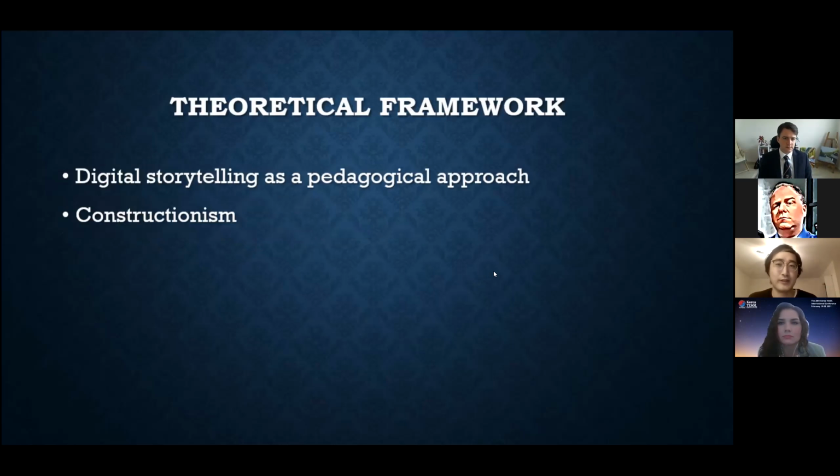So the two theoretical frameworks that I chose are constructionism, which means students learn by doing. So that's why I chose Scratch as an intervention. And also I chose digital storytelling as a pedagogical approach to solve the difficult part of coding. So I would like to combine digital storytelling and coding at the same time to make the lesson fun.